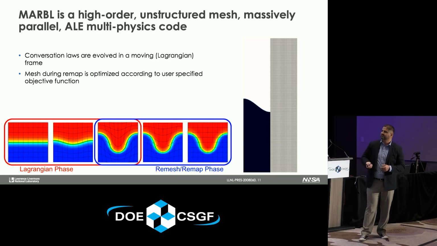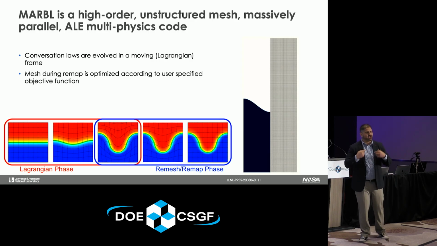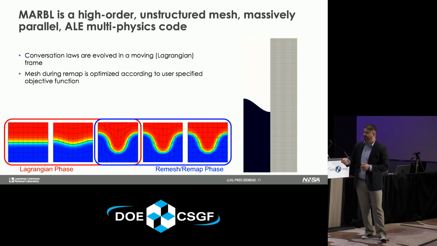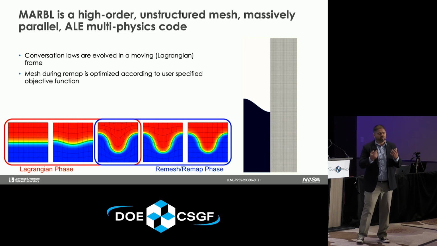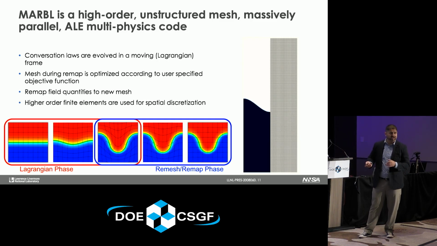So what Marble does is, after the Lagrangian phase, it has this remap phase where, after a certain number of cycles, the solution will check to see how the quality of the mesh is doing, and it'll optimize the mesh and then transfer whatever quantities I'm evolving onto a new mesh. So I think it's best to show you an animation of how this works.